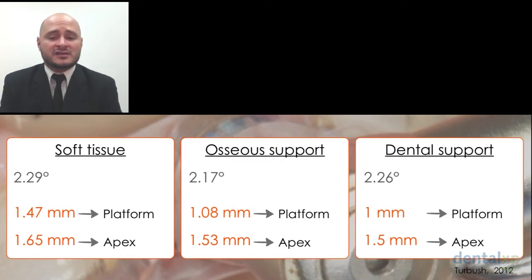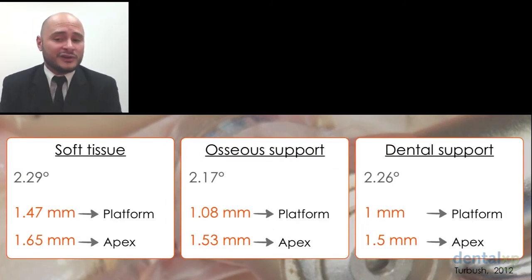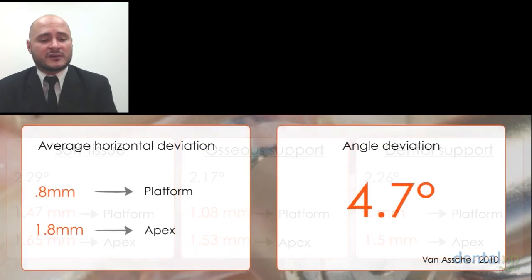To his amazement, of course, there were deviations in all of them, including the dental supported guide, in which there was 2.26 degrees of angle deviation, 1 millimeter deviation in the platform, and 1.5 millimeter deviation in the apex, just in a case like the one of Jenny, in which the guide was pretty much supported by teeth all around. Of course, this increased if the guide was supported just by soft tissues.